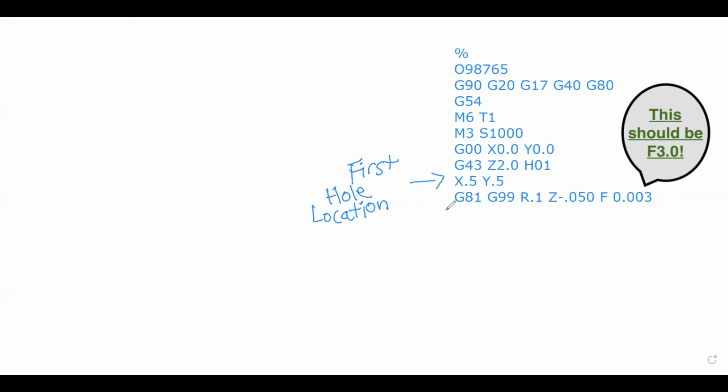In this case, it's G81, and the cycle is going to begin at whatever location is on the previous line above it. If we did not have this, it would start its drilling cycle at 0, 0. But we do have it. So we have X.5, Y.5. All right, so what do the rest of these variables mean? G99, R, Z, and F.